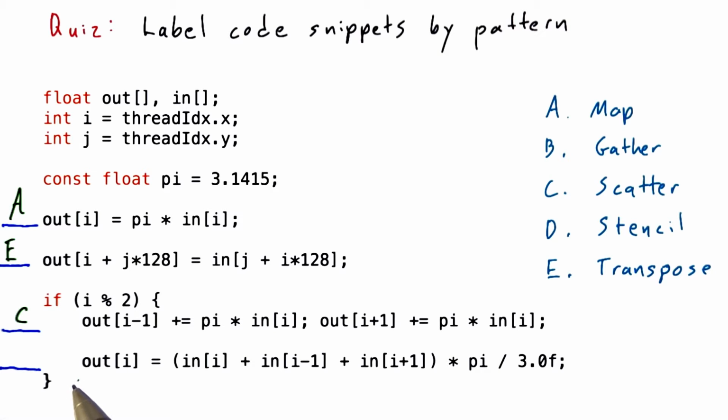And this final line would be a gather. You can see that every thread is writing a single location in the output array, and it's reading from multiple places in the input array, locations that it computes. So this would be a gather.